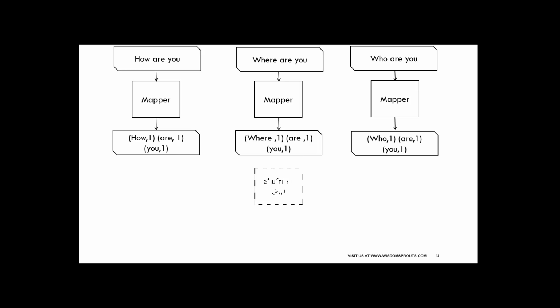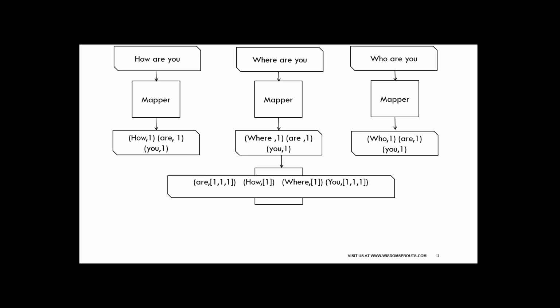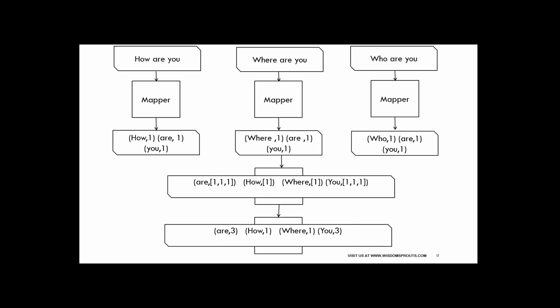Now all these outputs are given to the shuffle and sort, and at the shuffle and sort end the output we get is r: 1,1,1; how: 1; where: 1; u: 1,1,1. This output is given as an input to the reducer, wherein the aggregation is done, and the final output is that r is 3 times, how is 1 time, where is 1 time, and u is 3 times. This is the word count program, and this is what we are going to execute in the next session.